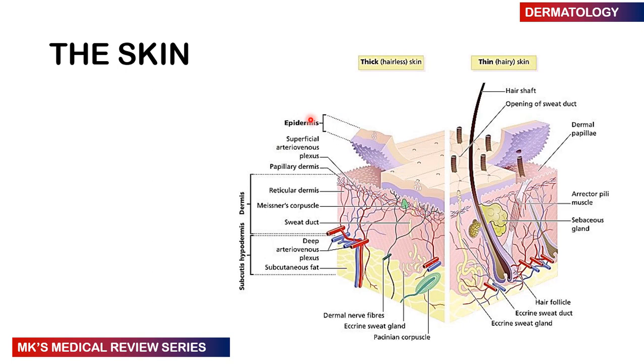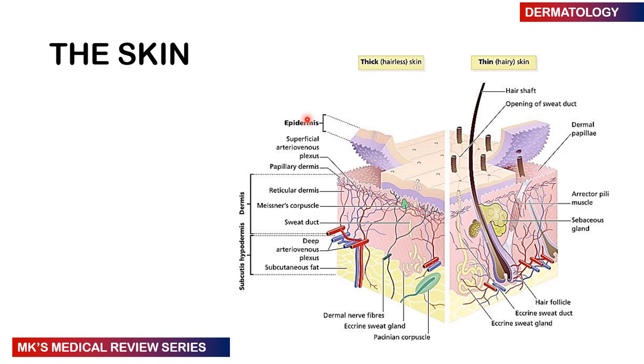I'm very much interested in the epidermis because remember that the epidermis is subdivided into more histological layers. The epidermis is divided into the basal layer, which is known as the stratum basale. Then after this, you have the stratum spinosum or the spinous layer. Then you have the stratum granulosum, then the stratum lucidum, and then the stratum corneum is the most superficial layer.